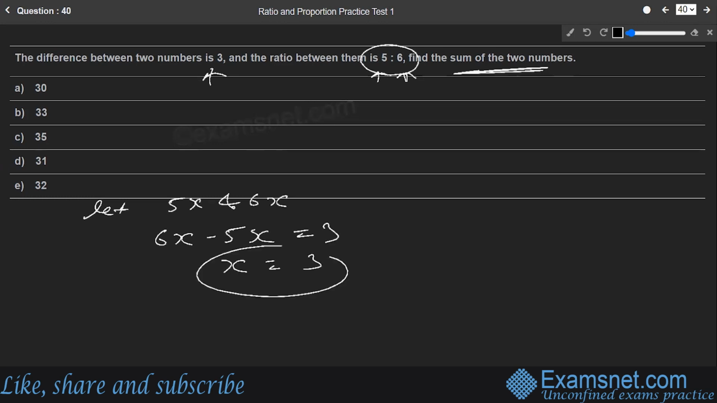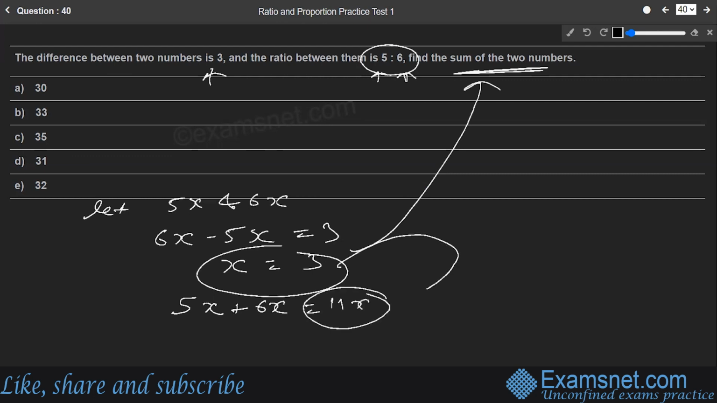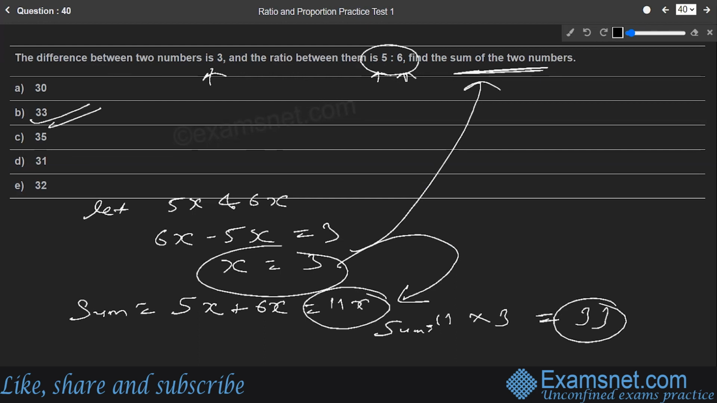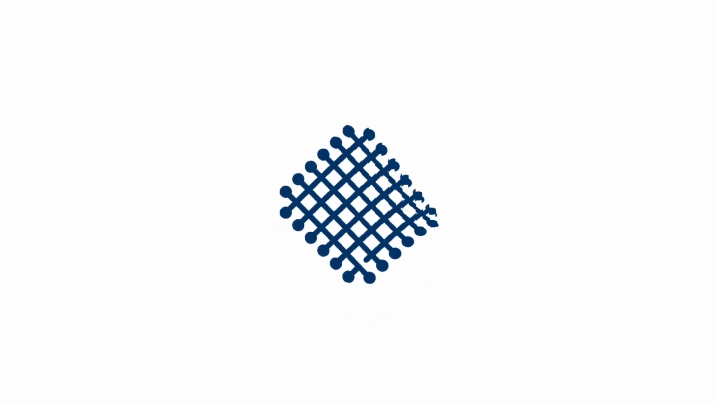Now, with x value of 3, what are we supposed to find out? The sum of the two numbers. The numbers were 5x and 6x, so the sum of the two numbers will be 11x. With the help of x as 3, we can find out the sum. The sum value will be 11 into 3, which is 33, and that is the right answer, available in option B.